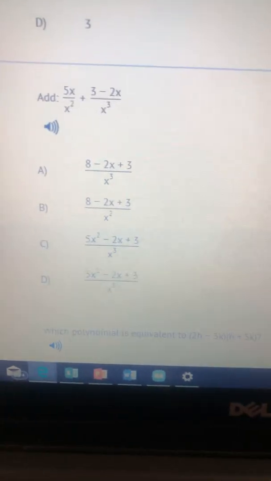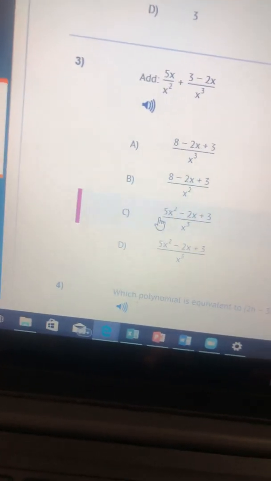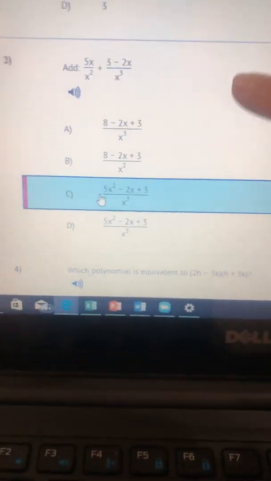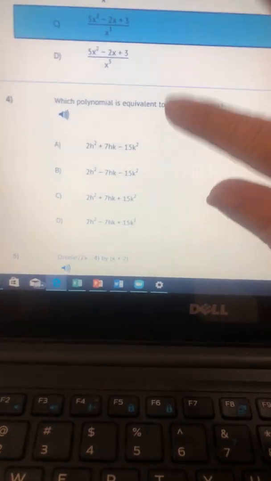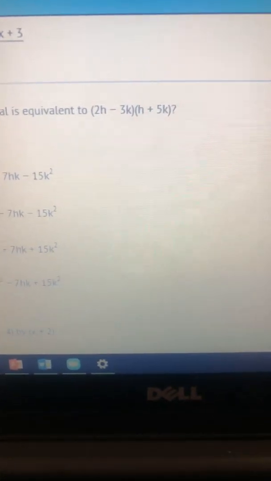I'm trying to get that where you can actually see it. It is very blurry.